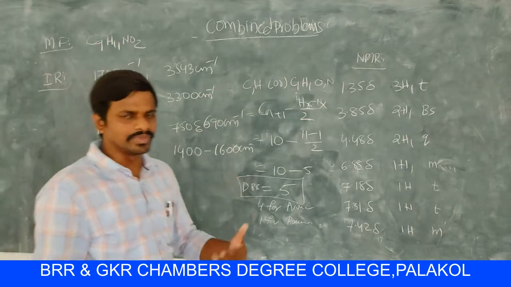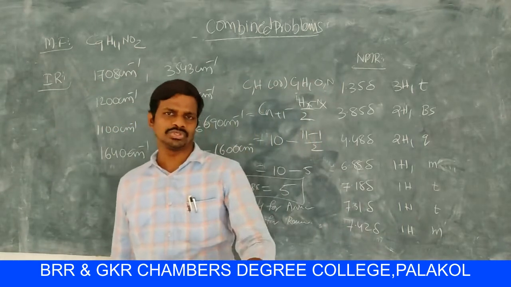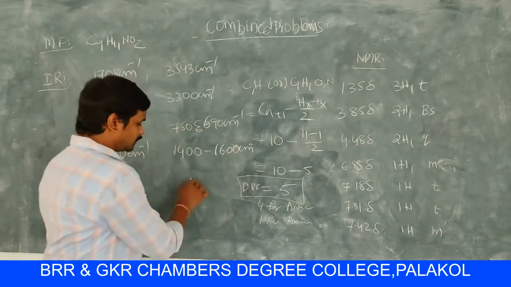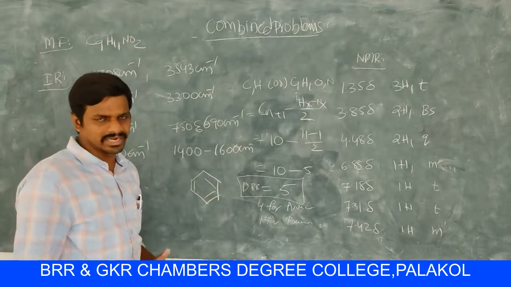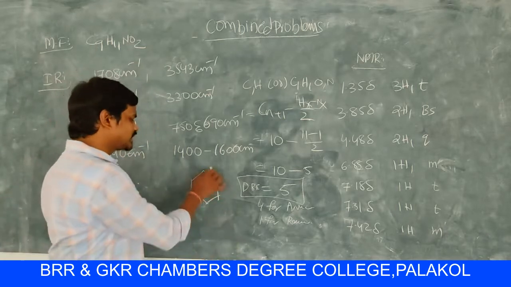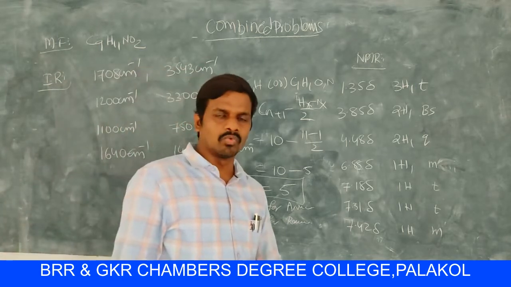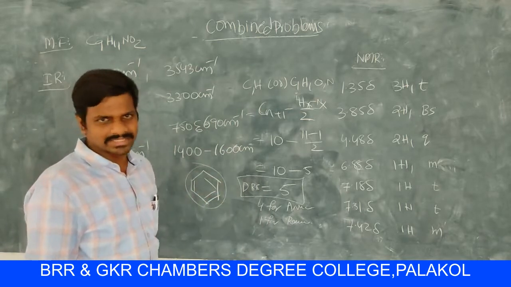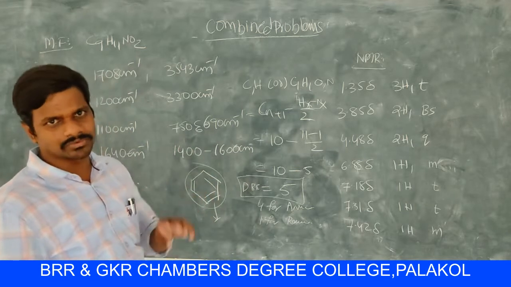So if any molecule produces a double bond equivalence of more than 5, we have to assume the molecule contains one aromatic ring, because that is aromatic benzene. Here the aromatic benzene contains 3 double bonds along with one cyclic system. So the double bond equivalence for this benzene ring is 4.